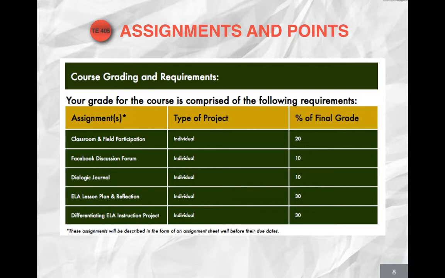Just a quick breakdown of assignments and points. As you can see, rather than 404 and 405 where you did group work, 403 and 404, 405 is a very individual oriented course where there's not a lot of group work happening. Classroom and field participation will be 20 points and 20% of your grade. The Facebook discussion forum will be 10% or 10 points of your grade. The dialogic journal will be 10 points.